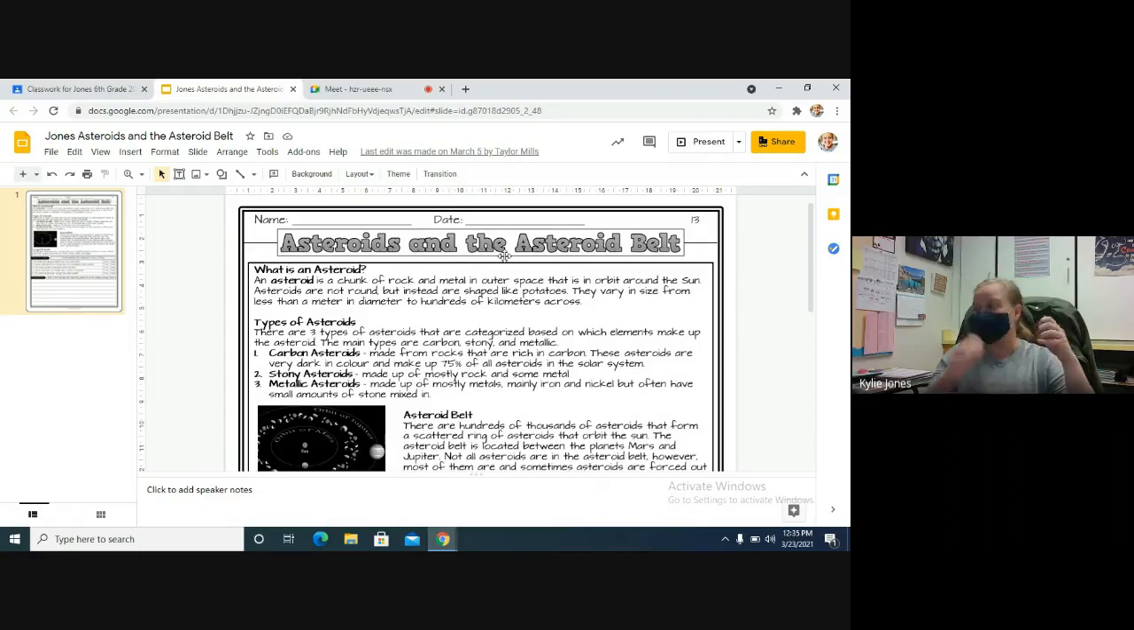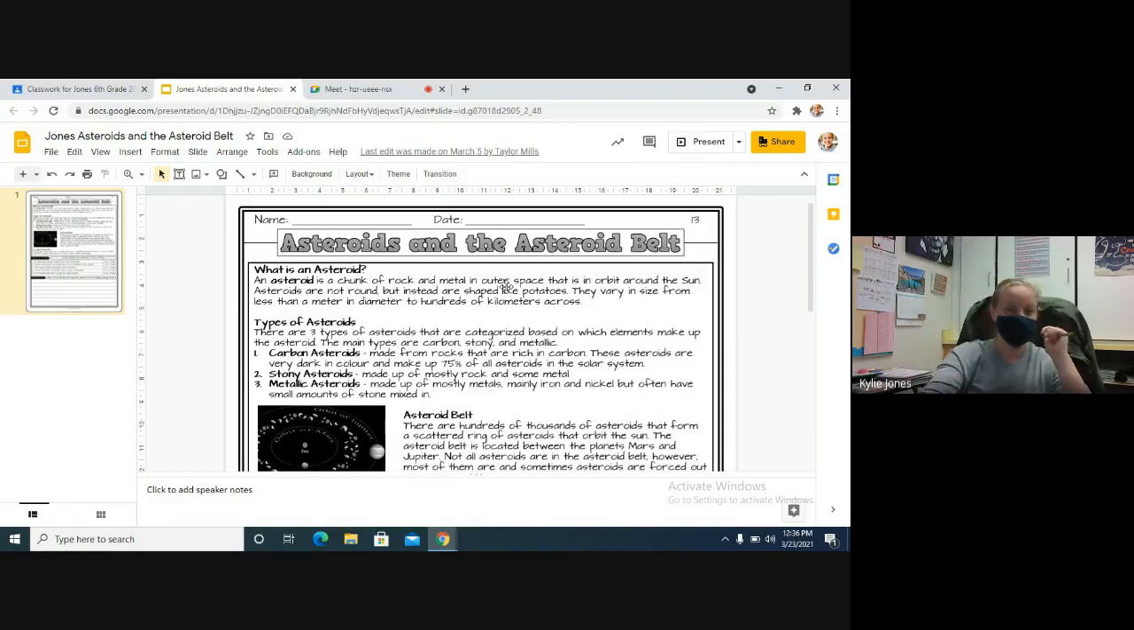So, what is an asteroid? An asteroid is a chunk of rock and metal in our outer space that is in orbit around the sun. So it's stuck in orbit, just like the planets are. They just go around and around and around. They're not going off in diagonals in different directions. They follow a circle around the sun still.